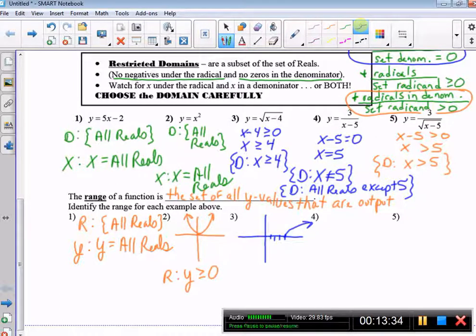That's why the x was greater than or equal to 4. So for the domain, you look left and right. For the range in the graph, you look up and down. Notice that again, there are no y coordinates that are going to be less than 0. So again, we would say the range is y is greater than or equal to 0.